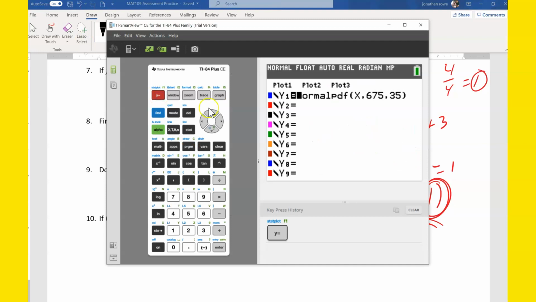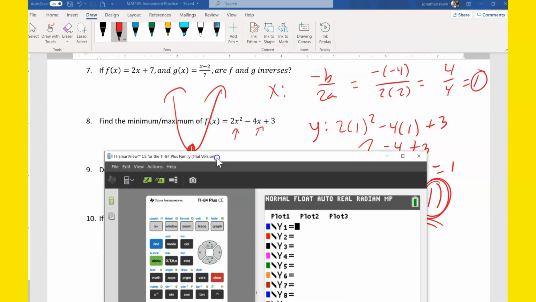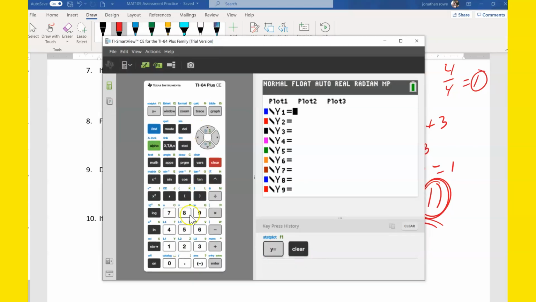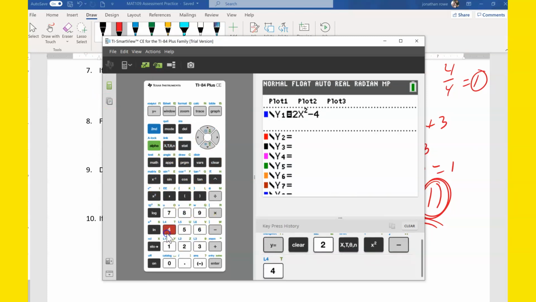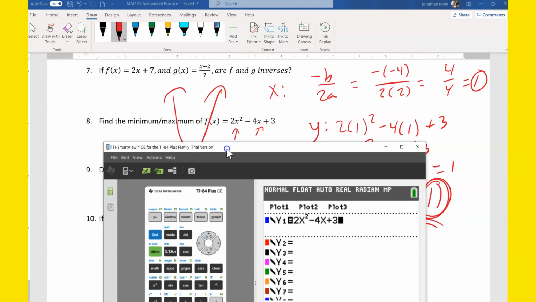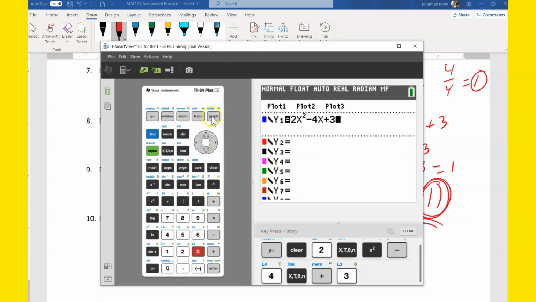So that previous method was how to find the vertex, which is the minimum or maximum of a parabola, by hand. But you can also do that in the calculator. Let's see here. 2x squared minus 4x plus 3. I'm typing that into the y equals. Is that right? 2x squared minus 4x plus 3. Yep. Then you can graph it.